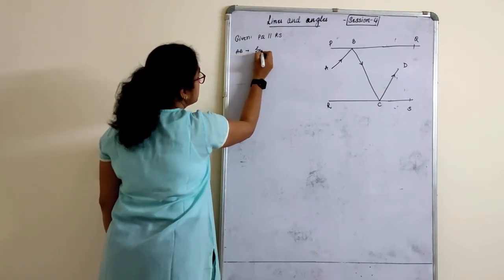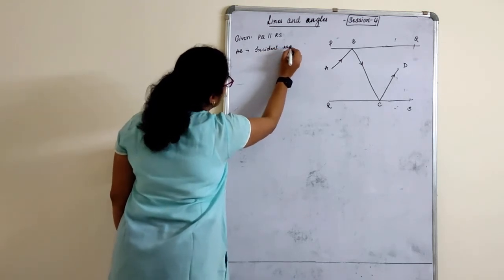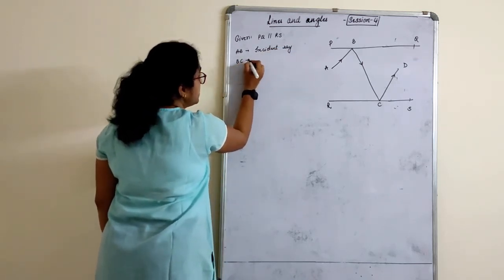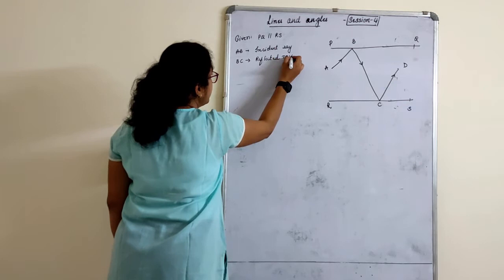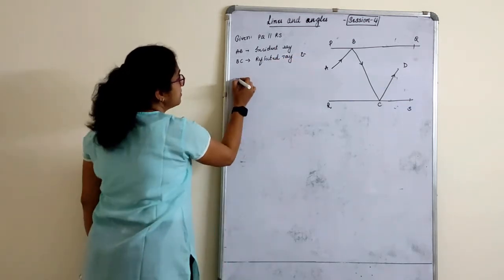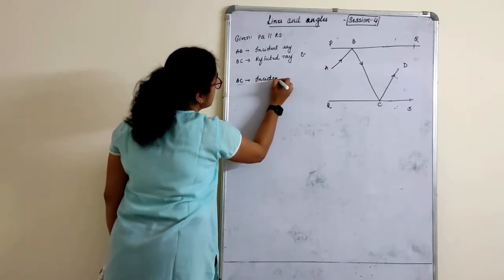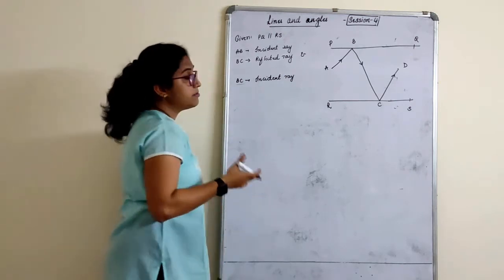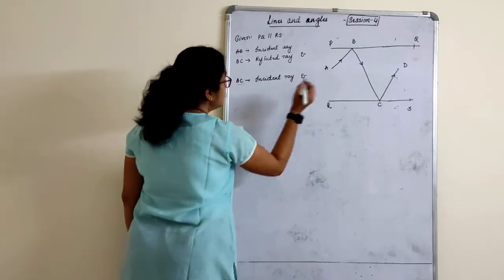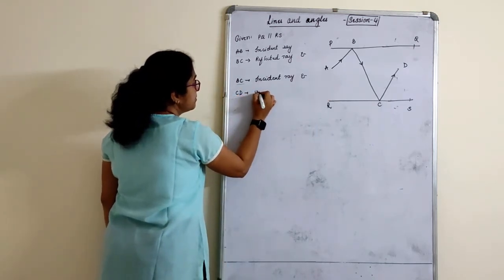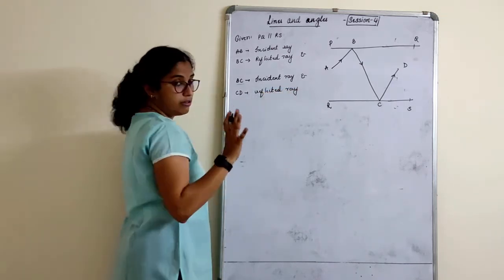AB is incident ray with respect to that. Now BC will be reflected ray. And if I consider BC the incident ray another way, because the mirrors are placed this way, and CD is the reflected ray. That's all that is given.